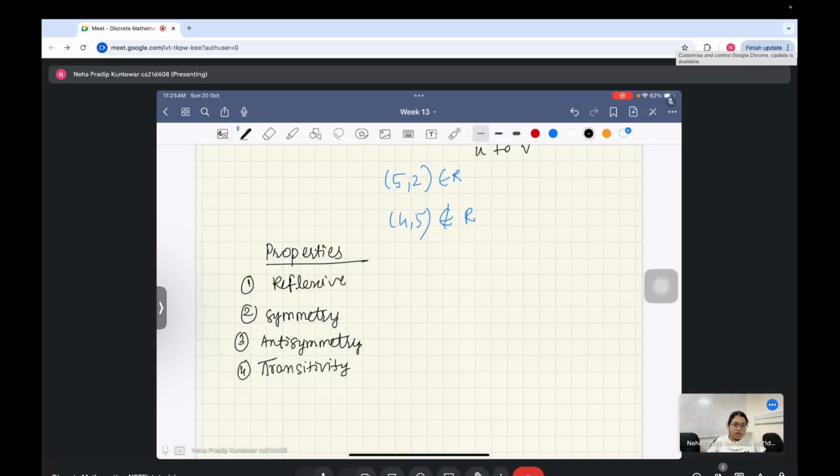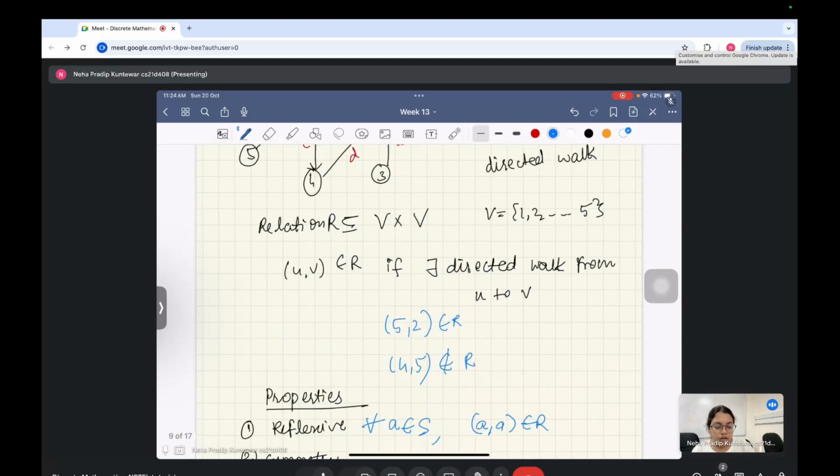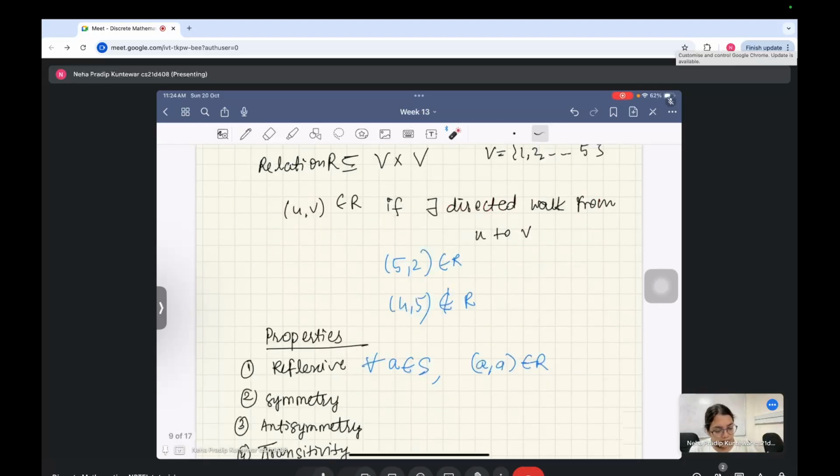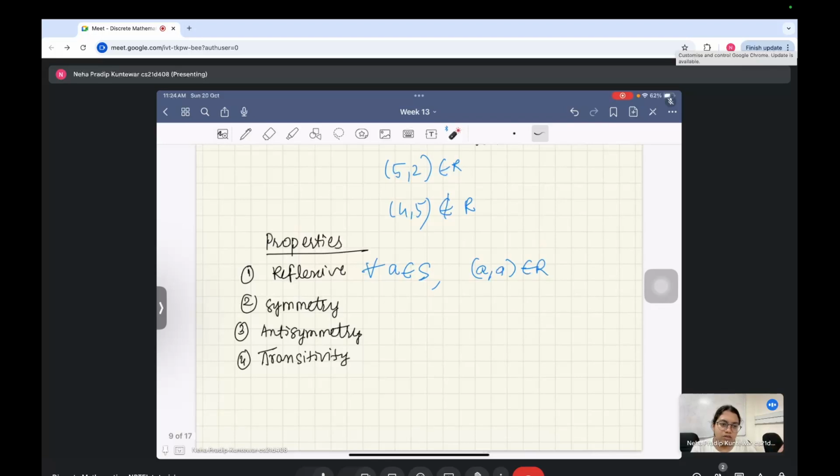So what do we mean by reflexive? Reflexive means that for all A in the set S, A should be related to A. In this case, what would that mean? It would mean that from a vertex U to U itself, you have a directed path, which is true in this case, because you start at 1, you don't take any edge, and you're still at 1. So starting at the same vertex, you can always reach the same vertex by not taking any edges. Therefore this relation is reflexive.